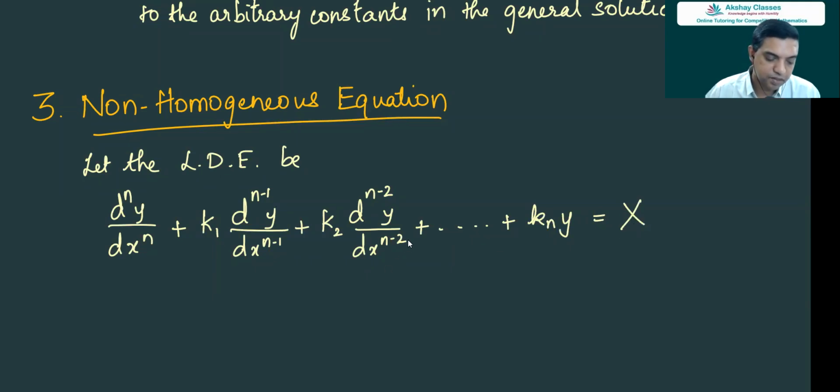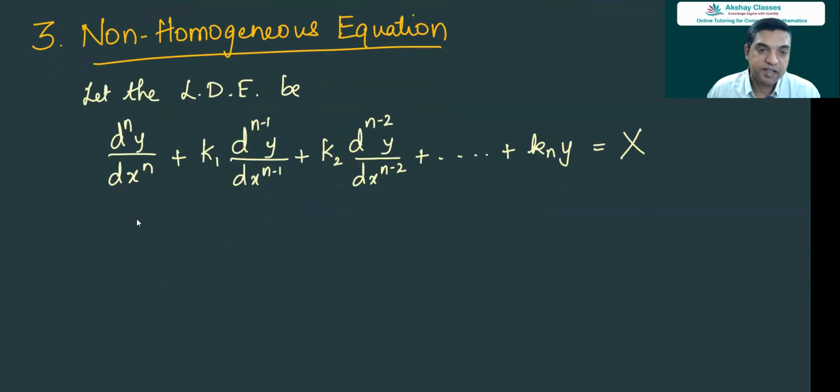Now, interestingly, if the right hand side is 0, you get what you call a homogeneous differential equation. So now this can be split into two.